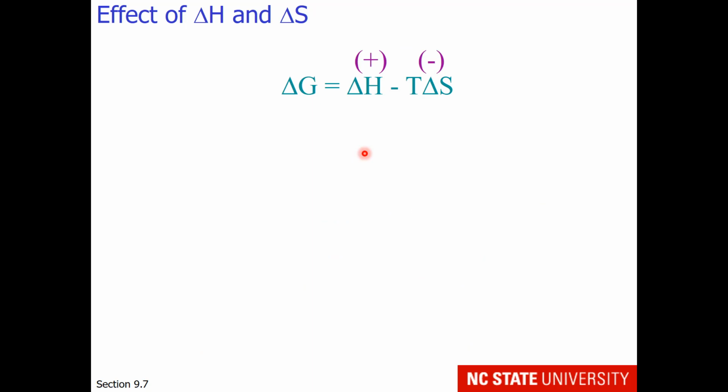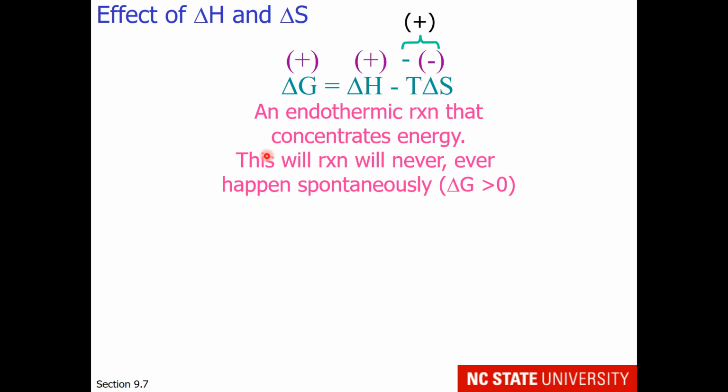Let's try another set of conditions. Delta H is positive and delta S is negative. That means the entire term minus T delta S is positive. Can you add two positives together and ever get a negative? Well, no. Delta G will always be positive for this set of signs. This is an endothermic reaction that concentrates energy into fewer states. This reaction will never, ever happen spontaneously.